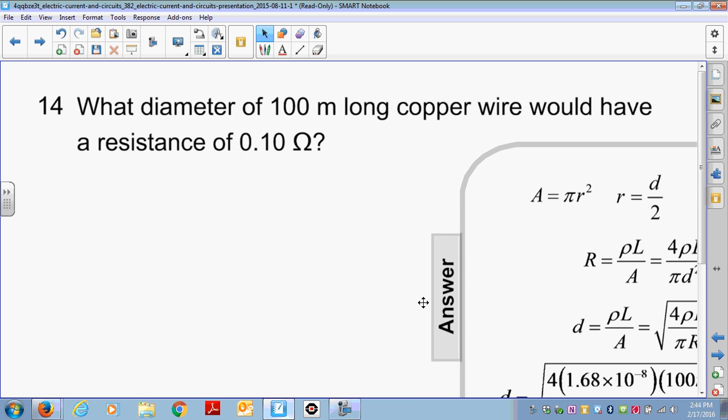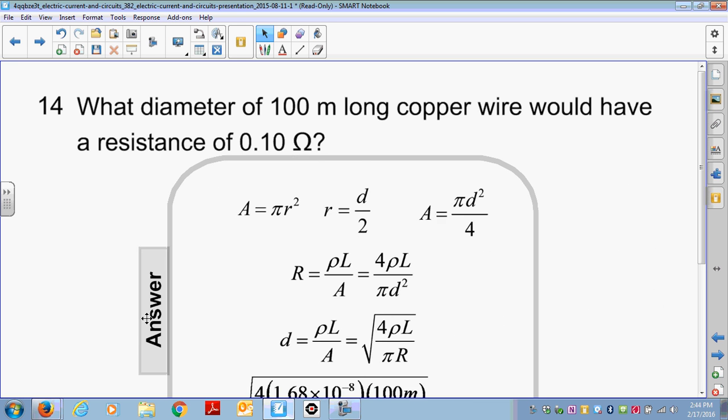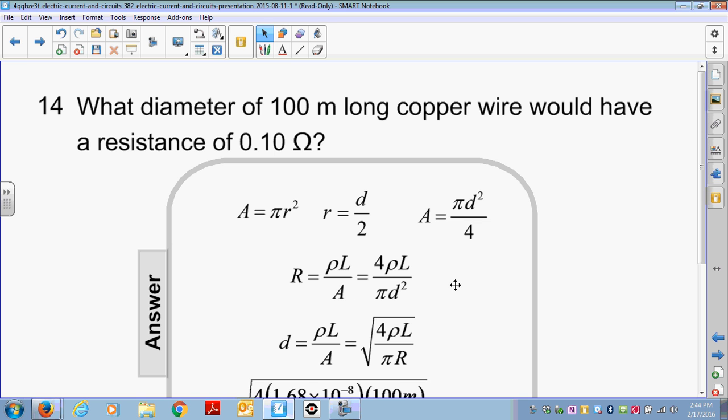Okay, so let's take a look. First thing we need to do is we need to have the cross-sectional area, and we're going to find that through the equation R equals rho L over A. We know that the cross-sectional area is equal to pi r squared. We also know that r, the radius, is equal to the diameter divided by 2. So we're going to have to substitute this in order to get the area in terms of the diameter, because that's what we're looking for, is the diameter.